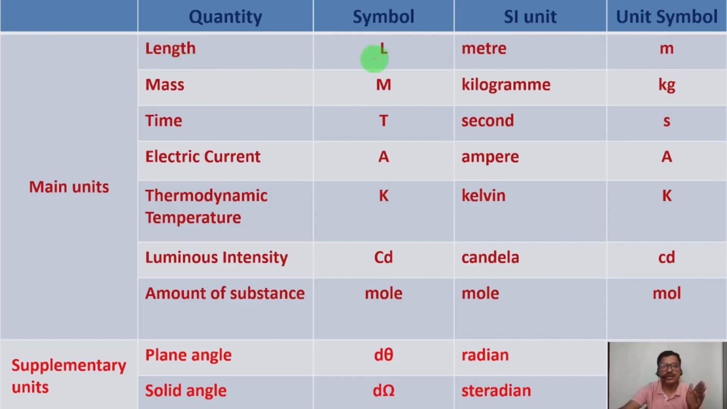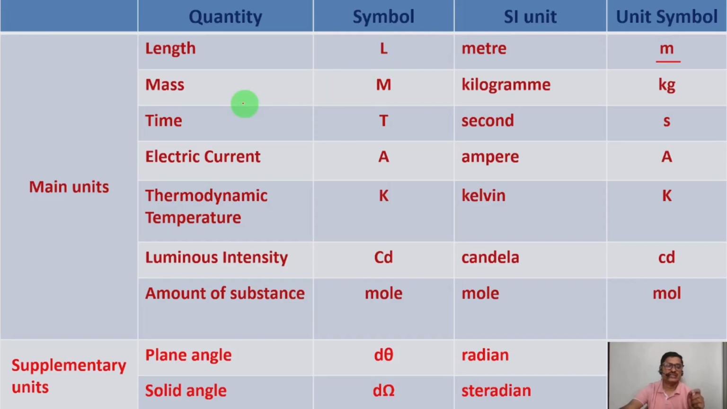Length: its symbol is L, its SI unit is meter, and the unit symbol is m. We know that length can be measured for short lengths and longer lengths. The short length we take in the form of millimeter, and the longer length in kilometer. That may be the height of a human being in feet or meters, the height of a building, the distance between two cities, or the distance between the earth and sun.